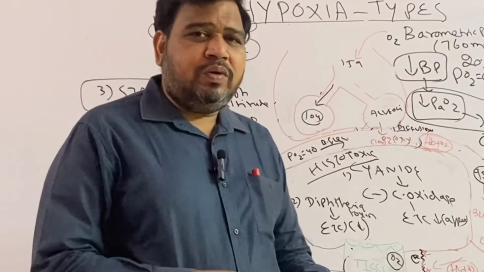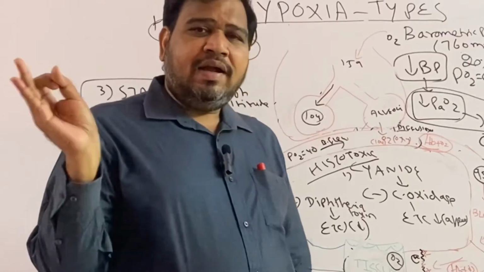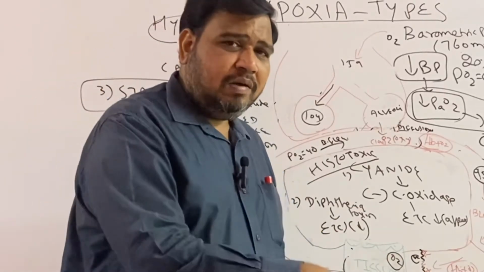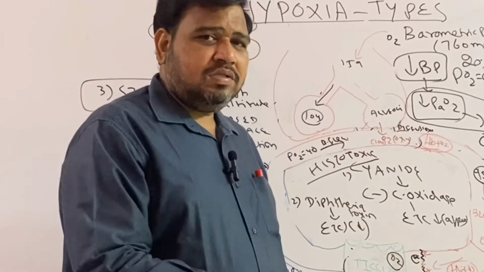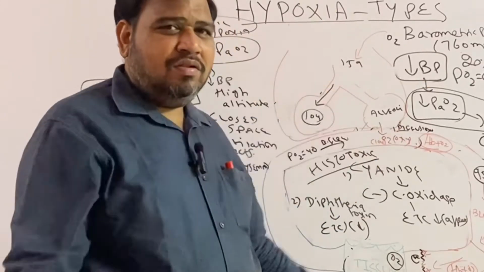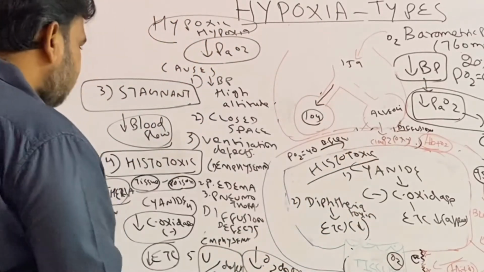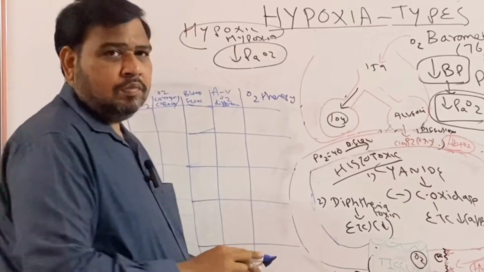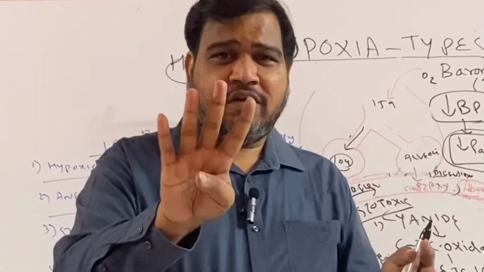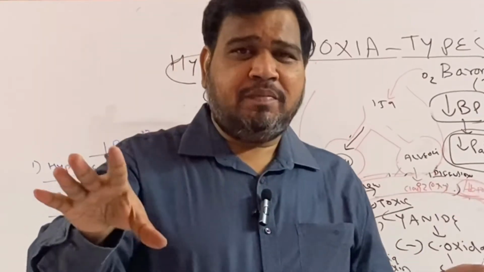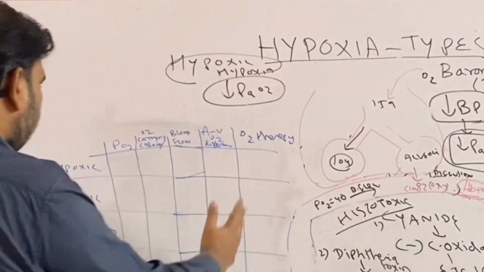Based upon the causes, we divide into hypoxic hypoxia, anemic hypoxia, stagnant hypoxia, histotoxic hypoxia. I told the causes for all the four. Now we can compare. So far we saw the four types of hypoxia and the causes of the four types of hypoxia. Now to summarize, I have put it in a tabular column.